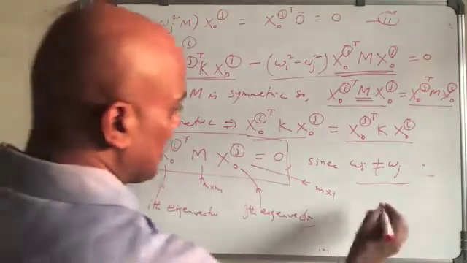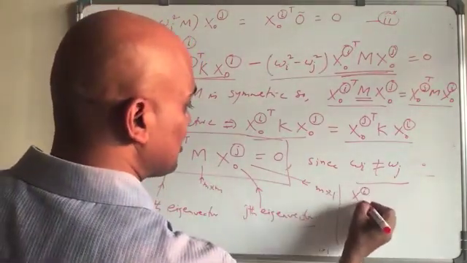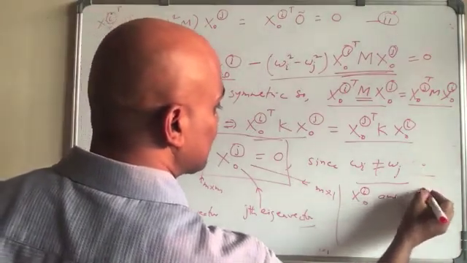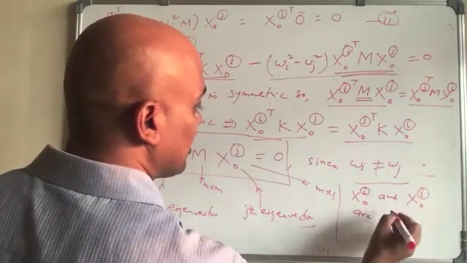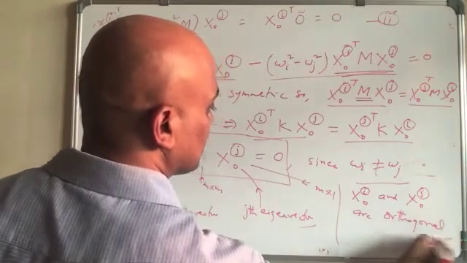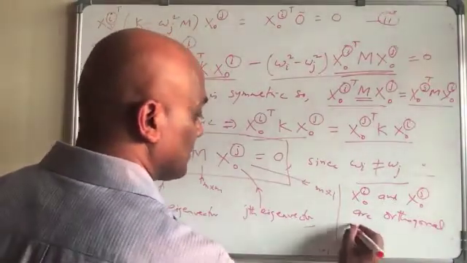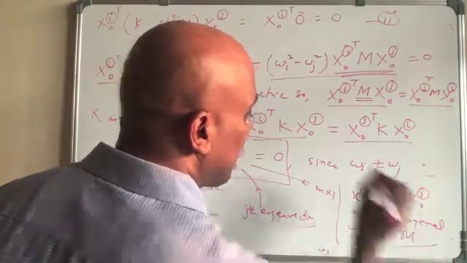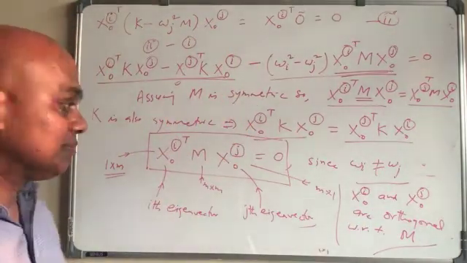Hence, mathematically we say that x_i and x_j are orthogonal with respect to the mass matrix. With respect to M, with respect to the mass matrix. Okay.